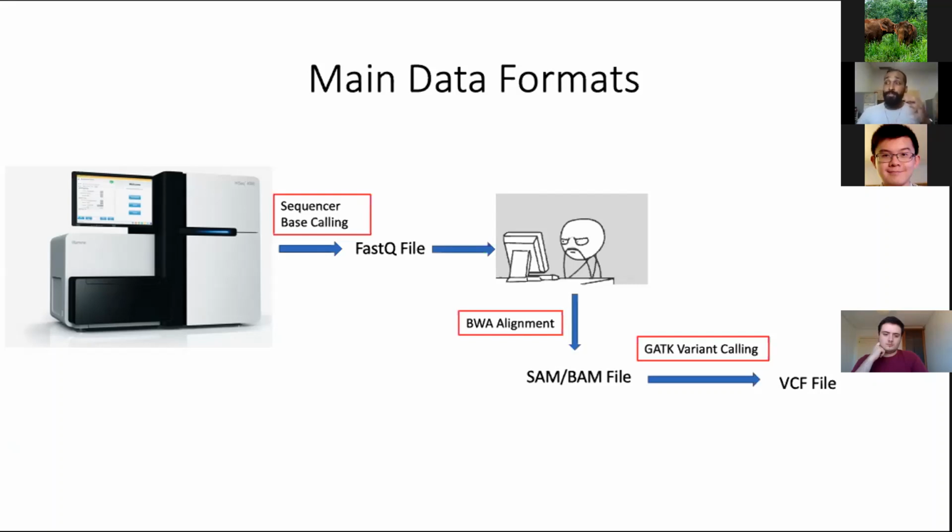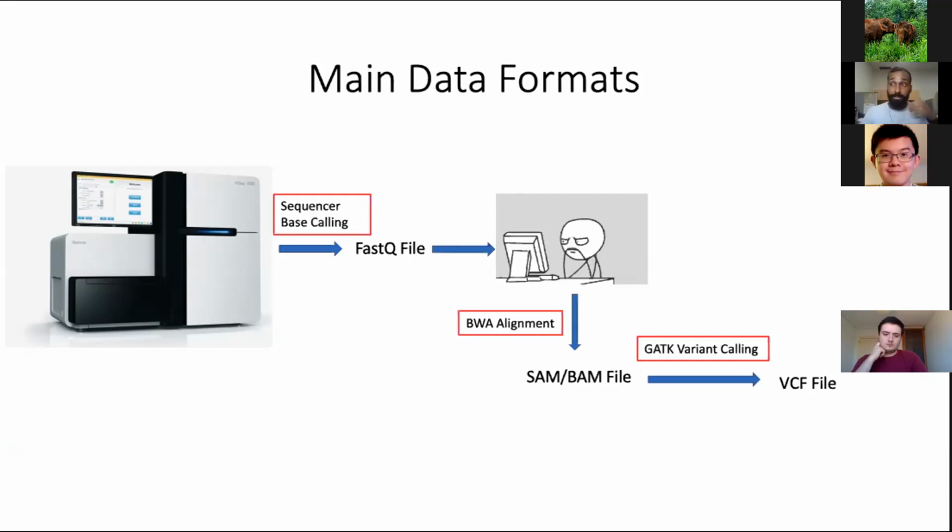The FASTQs will be aligned to a reference genome using BWA. This will generate a new file called a SAM file, which we will then sort and convert to something called a BAM file. And again, I'm going to get into this. If this sounds crazy, don't worry about it. I will get into it.